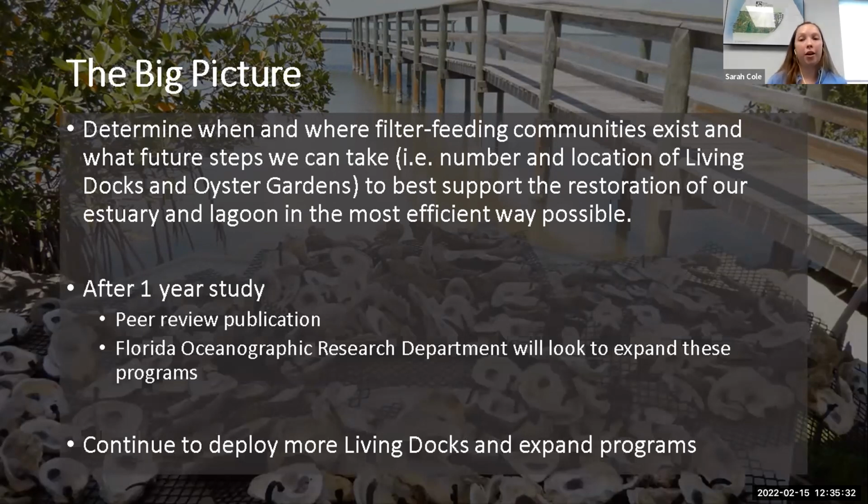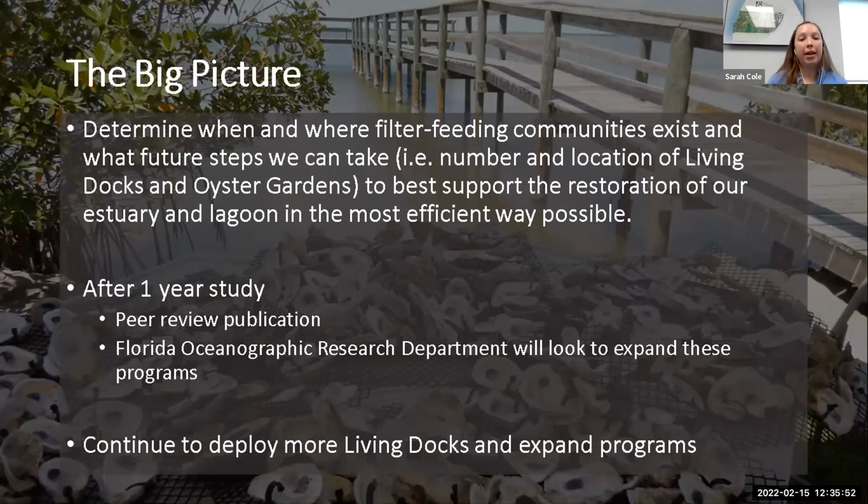So after the 1-year study, our pilot program, we hope to have a peer review publication. We hope to have this publication to share the science that we find down here, hopefully with expanding it up towards the lagoon, not just the northern and southern, but hopefully in the mid lagoon as well as sharing our science with other areas that have water quality issues outside of the IRL.